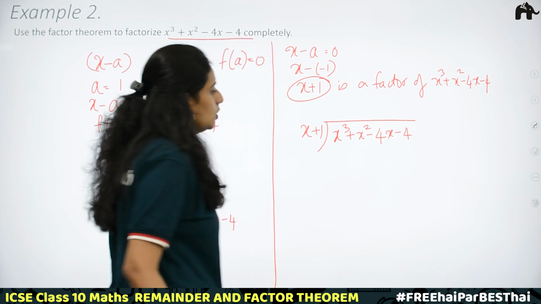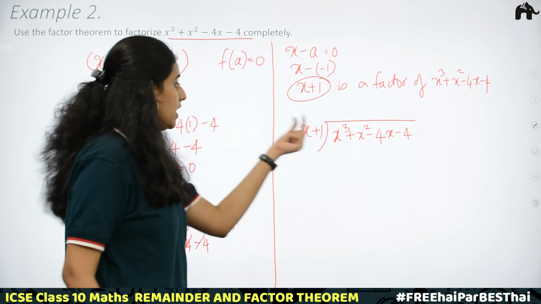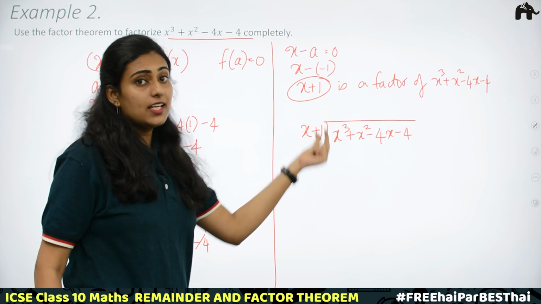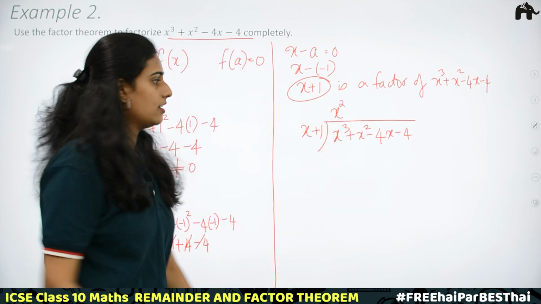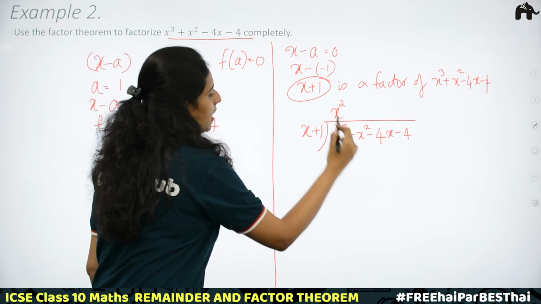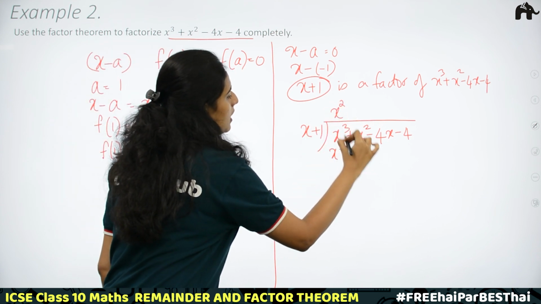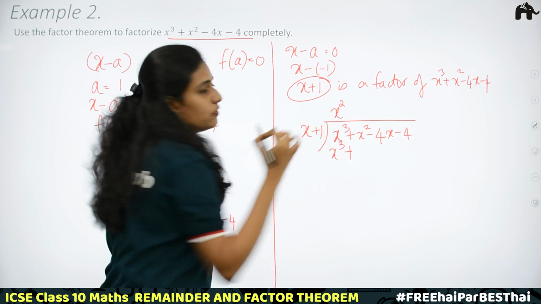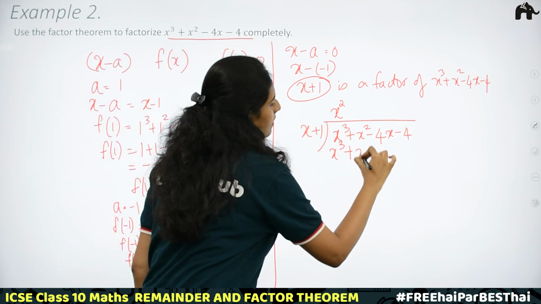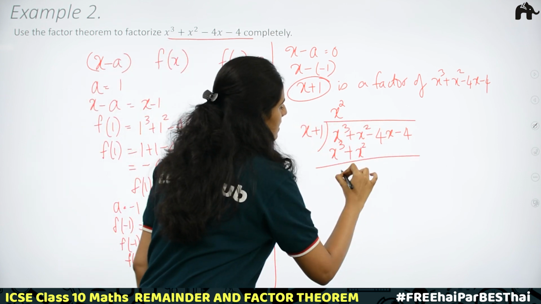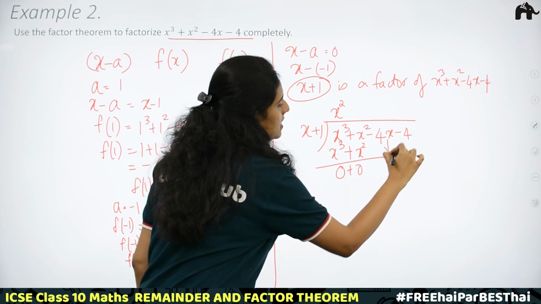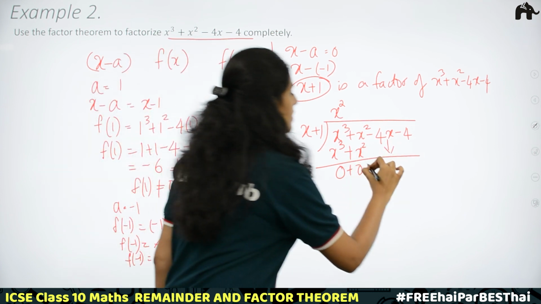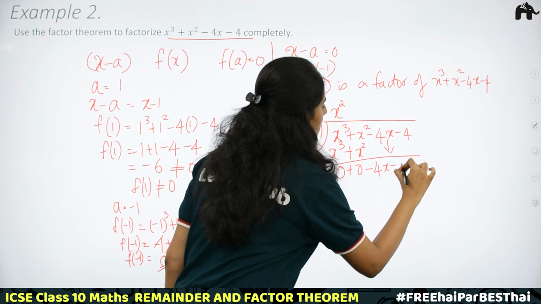Okay, here we have x cube. X into x square is x cube. So, here we get x square. Now, multiply x square into x, x cube plus x square into 1, x square. Subtracting. Here we get 0, here also we get 0. Now taking these down, we get minus 4x minus 4.